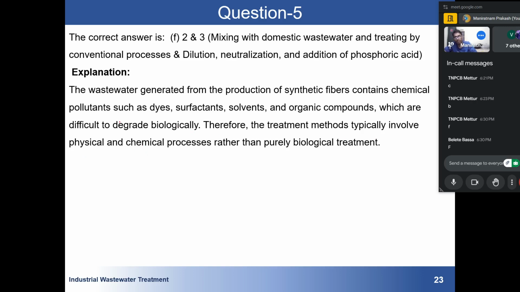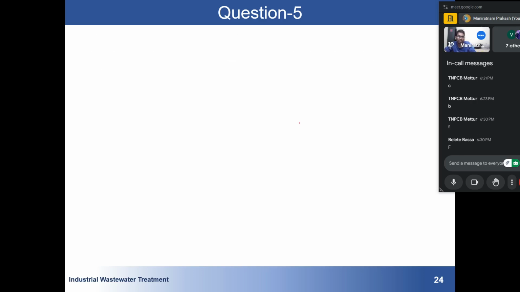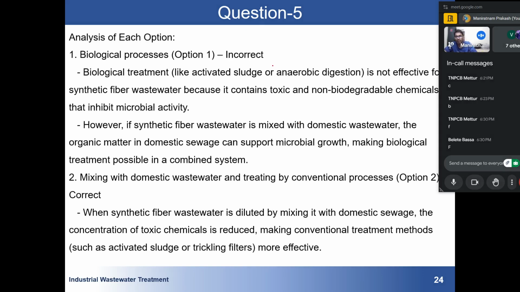Therefore, the treatment methods typically involve physical and chemical processes. You can see that there is not much organic matter. When there is a large amount of organic matter, then we use the activated sludge process, trickling filter and so on. But as we know that it contains only dye and surfactant, there is no need for any biological treatment. So biological process is incorrect.